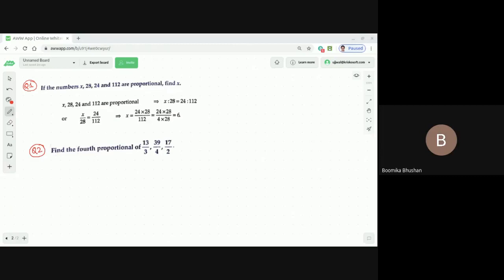Sir, I got 19.12. You get 19.125. Okay, give the answer in fraction, because the three proportional is given in fraction. No? Yes, sir.